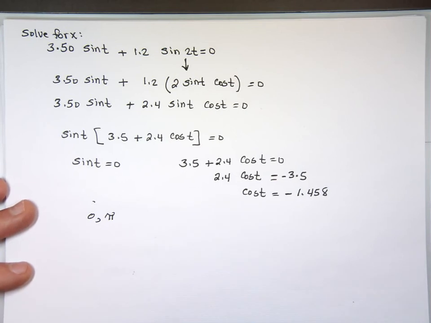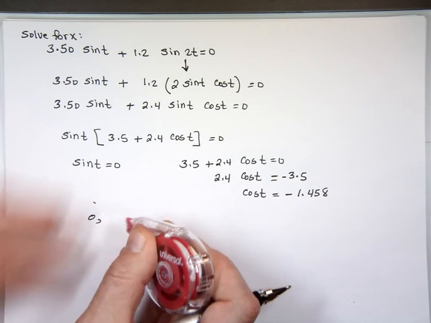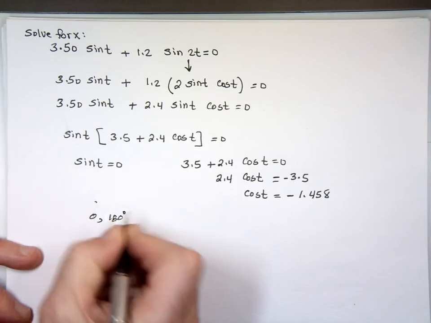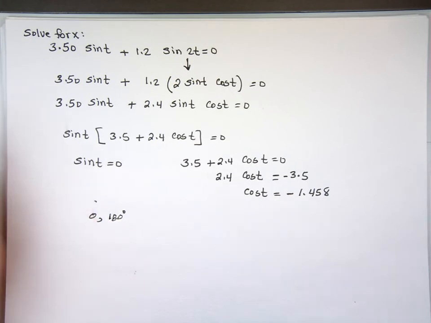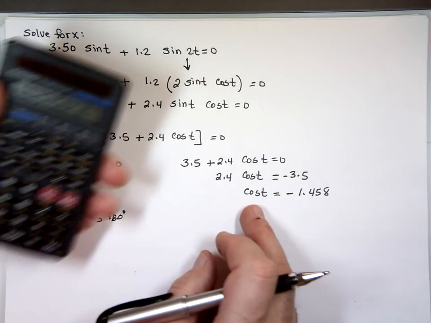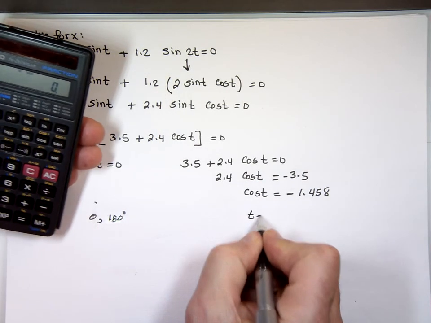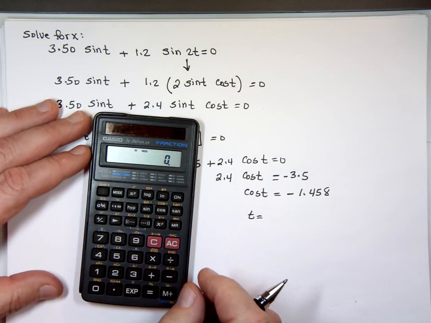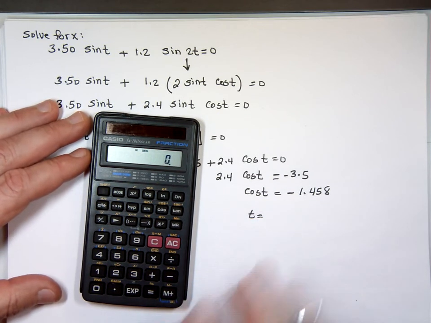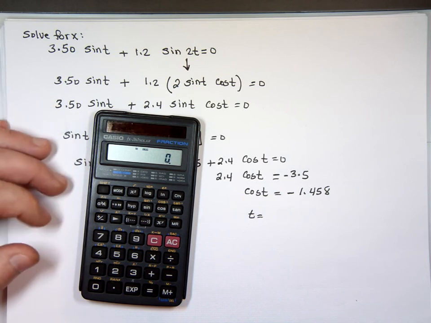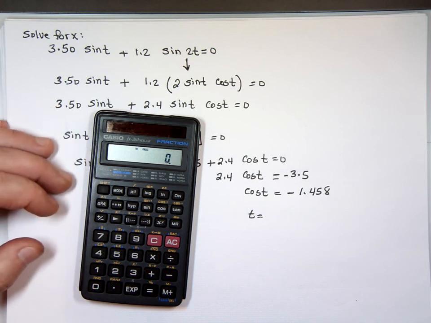I'll use degrees because I don't know where the radian is on this one yet. So I'll say 180 degrees. I can always convert that to radian later. What about that one? Cosine of t. So t will be what? The inverse cosine of negative 1.45. What do you think? Do I need a calculator for that one? I'll say no solution.